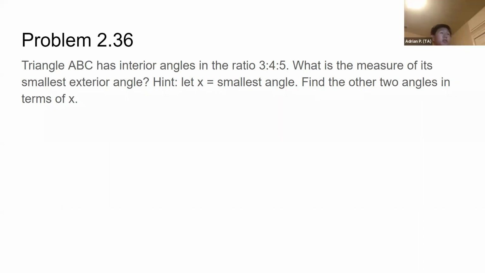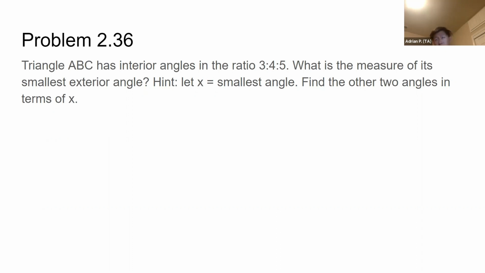Okay, but the question was asking the measure of the smallest exterior angle, not the interior angles. So basically, the way you would start is, since the ratios are 3 to 4 to 5, you can set it up as 3x for angle A, 4x for angle B, and 5x for angle C. If you add them all up, it's 12x, which is going to equal 180, the sum of the interior angles. So 12x equals 180, so x should equal 15.